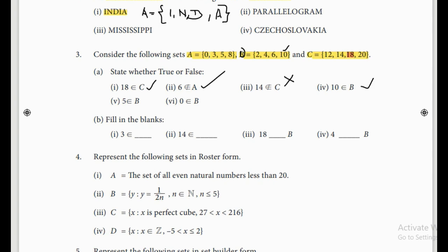Now, B part. Look at the B part. 3 belongs to which set? In that question, they given 3 sets. The sets are A, B, C. They are asking 3 belongs to which set? Look at A. Check A. Yeah, in A there is 3. So we can say that 3 belongs to the set A.